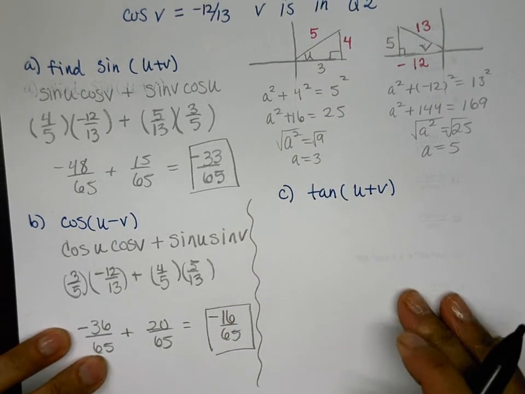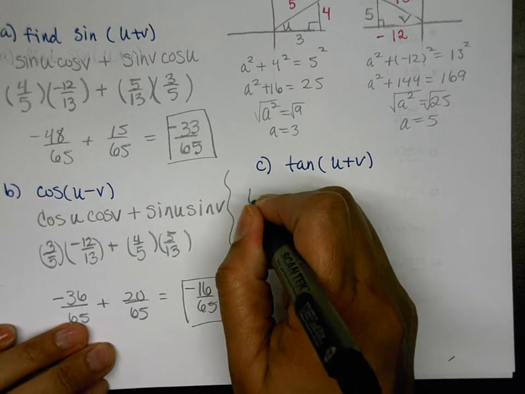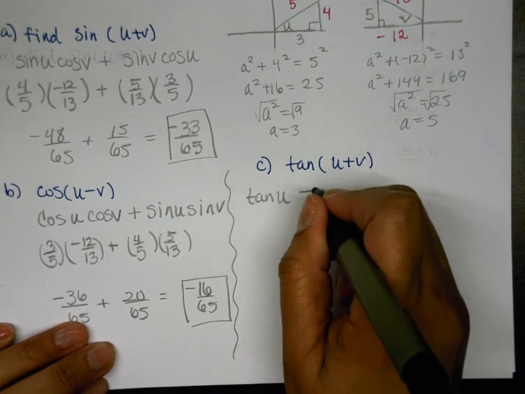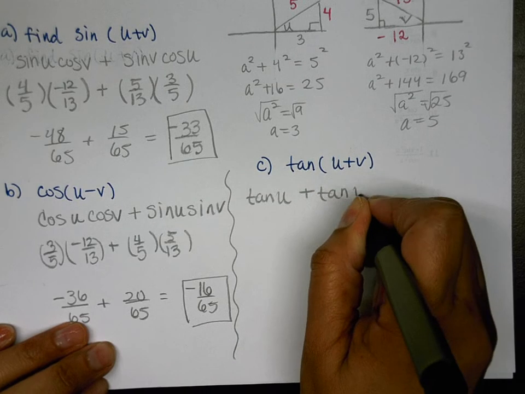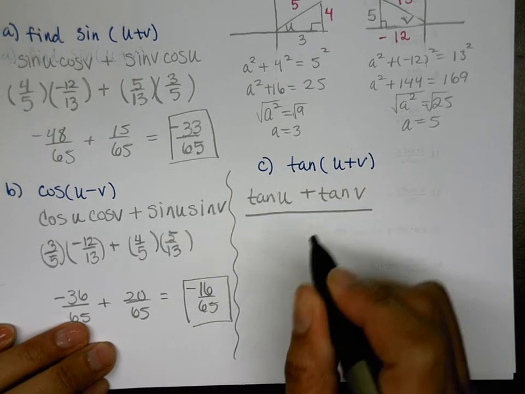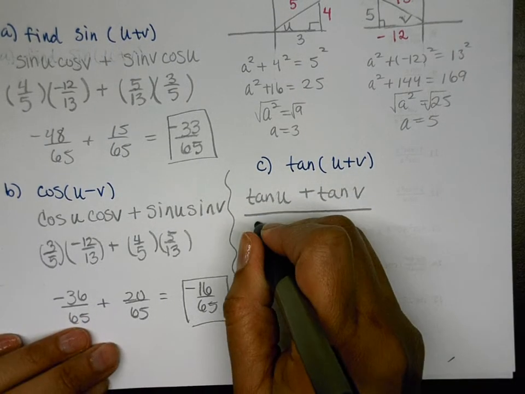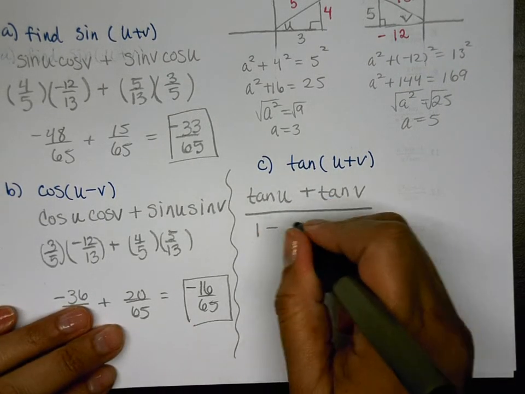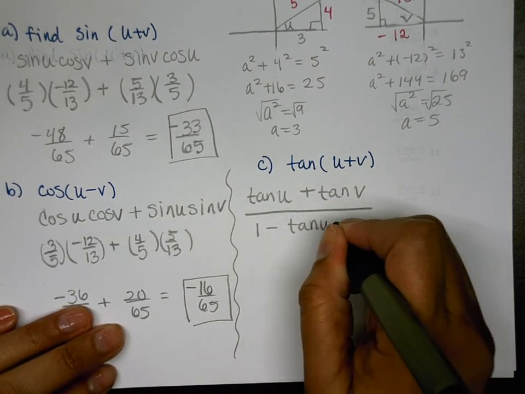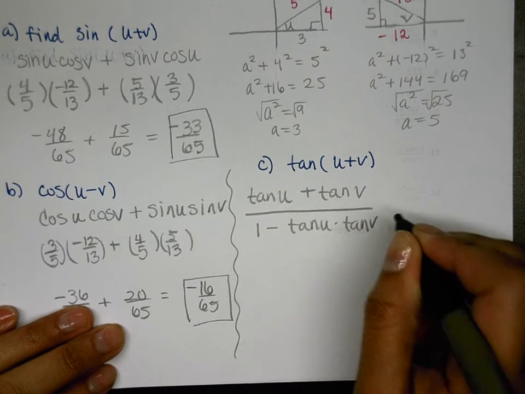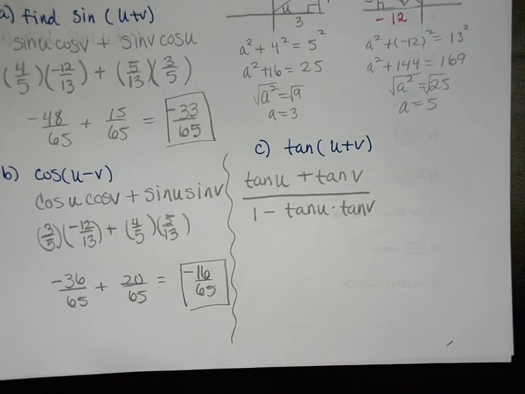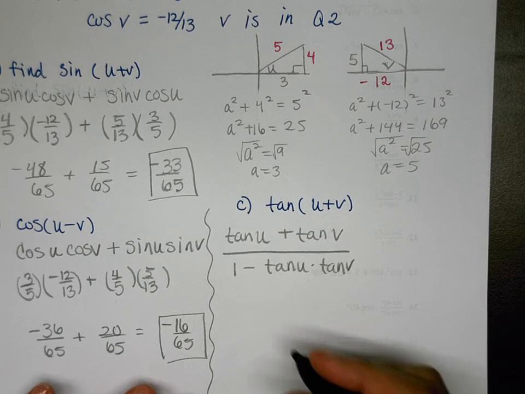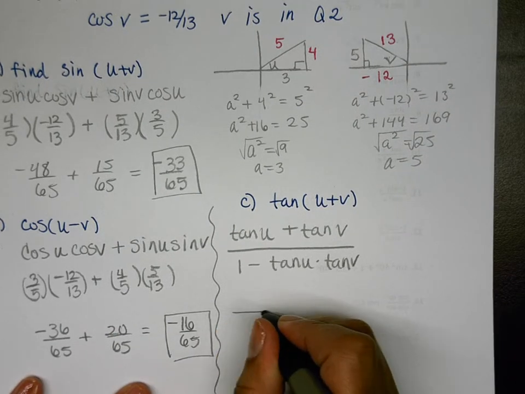Okay. So, tangent of u plus tangent of v, all over 1 plus or minus? Minus the product. Tan u times tan v. Now what we have to do is go to our picture and find tangent of u and tangent of v. Those are the only two we have to find.